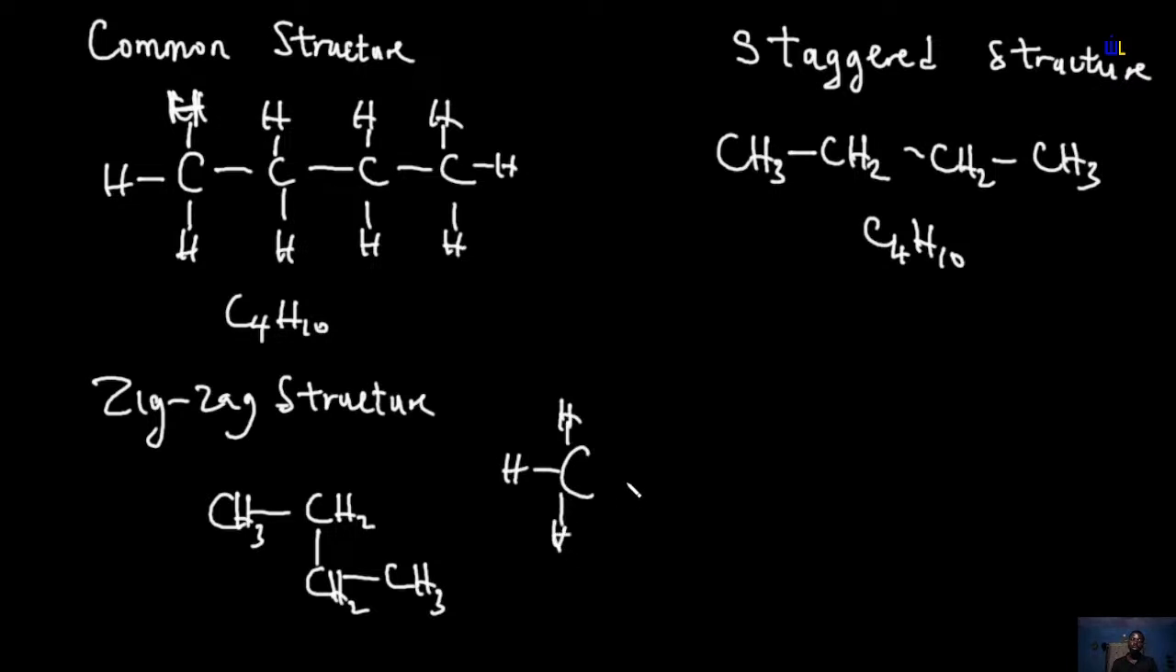Fill the hydrogen. Okay, let me zigzag first. Here I now have 2 hydrogen atoms. Here I have 2. Here I have 3. This is what we refer to as the zigzag structure.